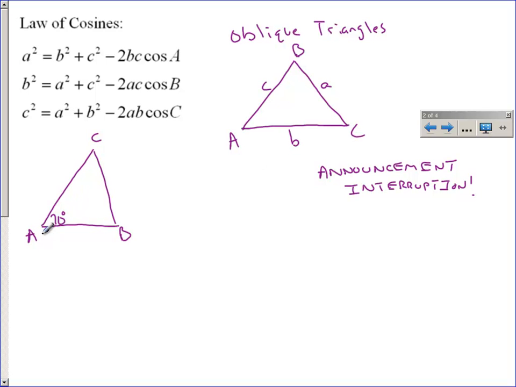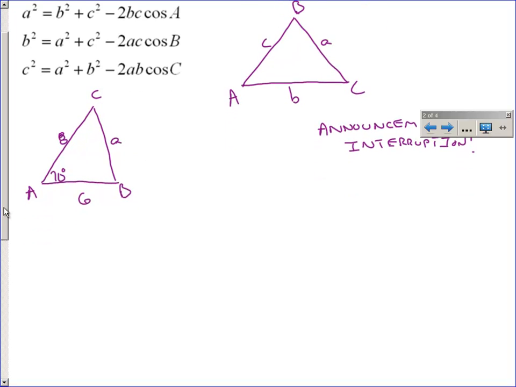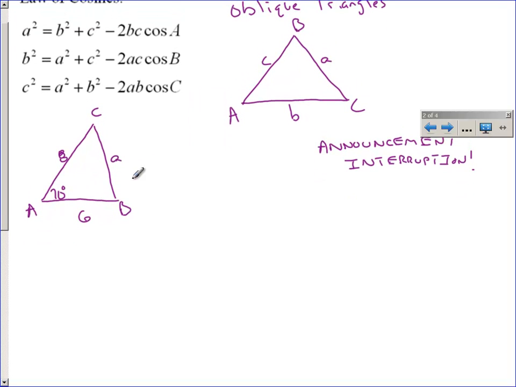Okay, anyway, so I'm going to let side B be 8, and I'll let side C be 6. And we want to find side A. We can't set up SOHCAHTOA here. We are going to have to use this formula. This formula says that side A squared is equal to side length B squared. Notice the side lengths are lowercase and the angles are uppercase.